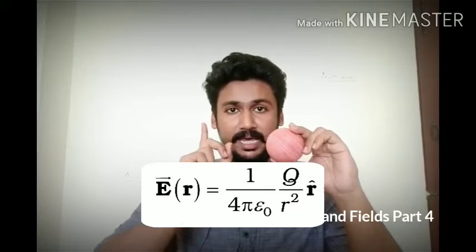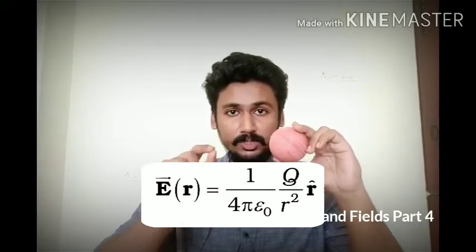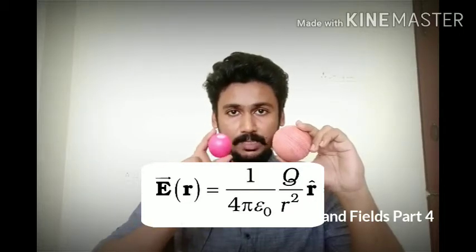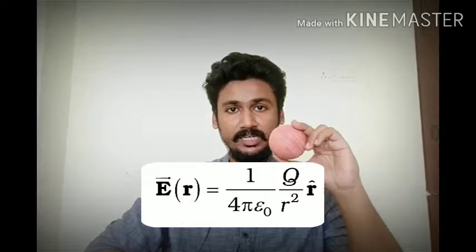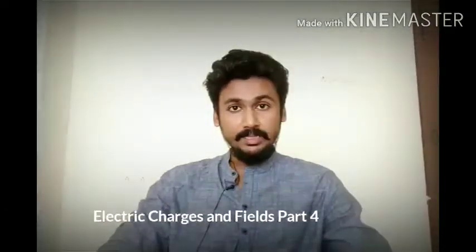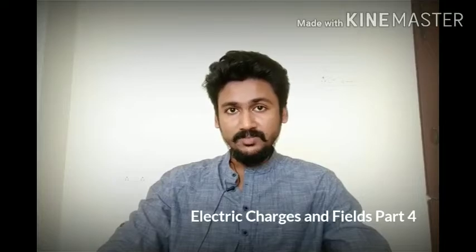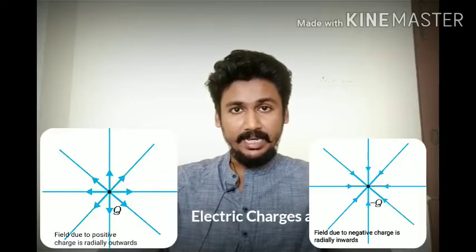It has the same direction as that of the force that is exerted on the unit positive charge. Is that clear? So this is the concept of electric field. Another thing to remember about electric fields: the electric field due to a positive charge will be directed radially outwards, as you are seeing in the diagram.